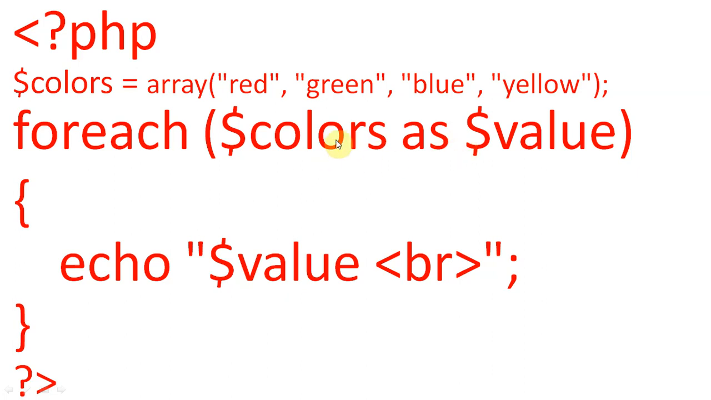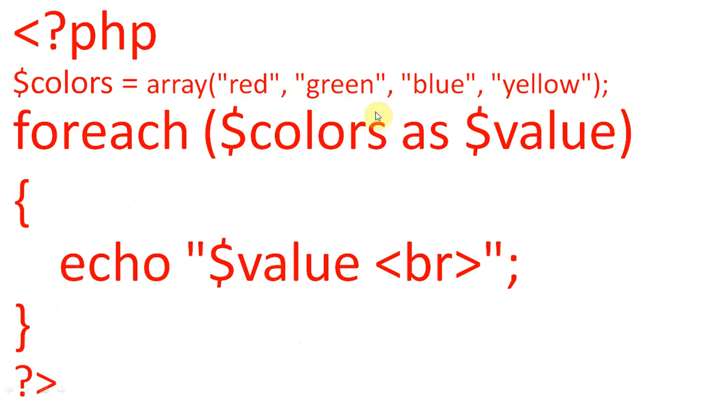The first time, from the colors array, we extract the first color and transfer it to the value variable, and echo value. So we display the value of this value variable. Second time when this foreach loop executes again, the next color, green, is transferred to the value variable and echo $value displays green.